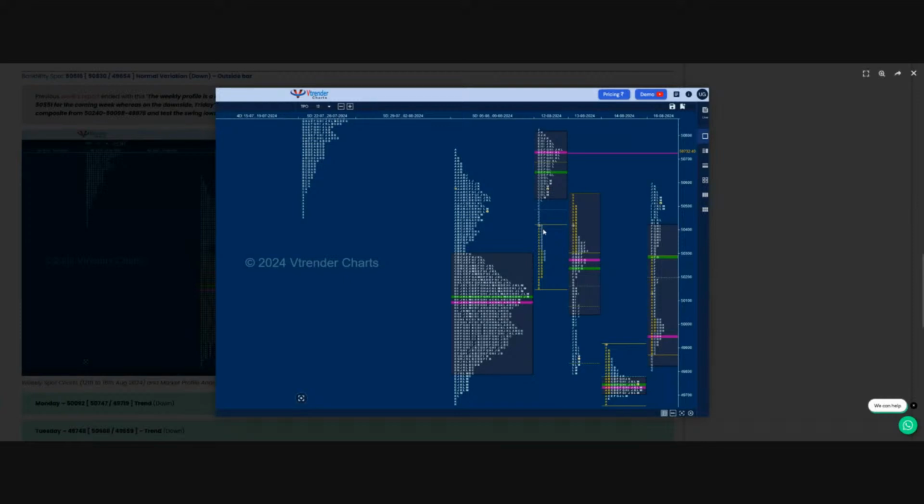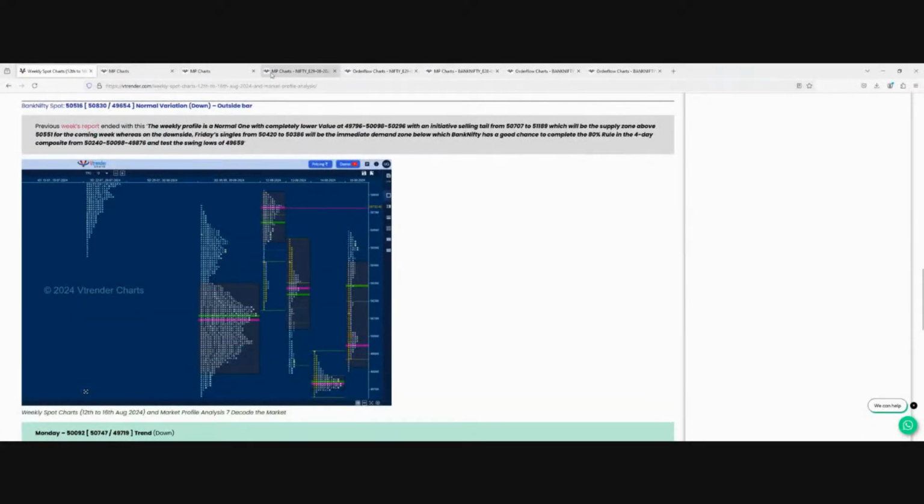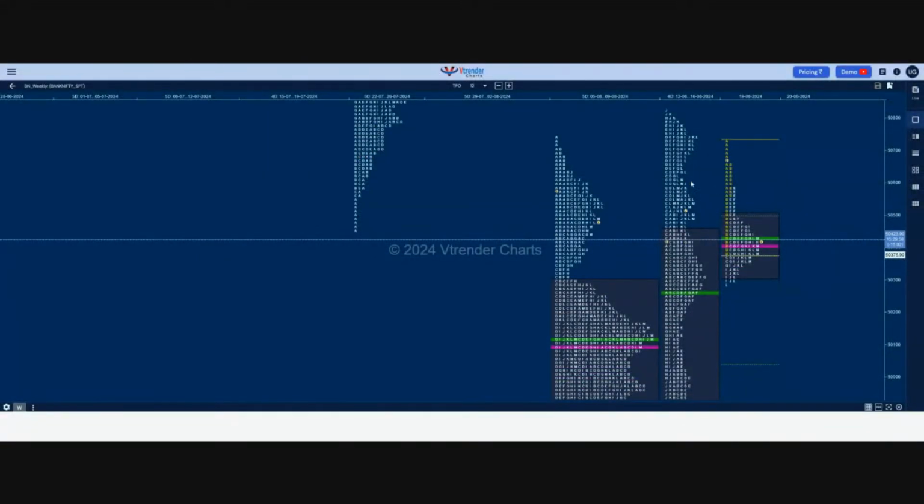So here, when we made this double distribution trend day up, we stalled at one important reference. And I'll just pull up the weekly chart.